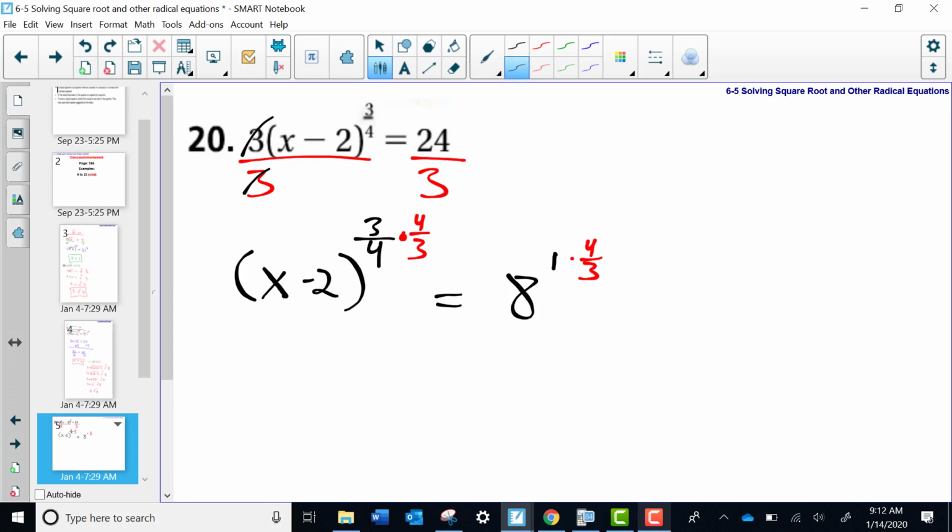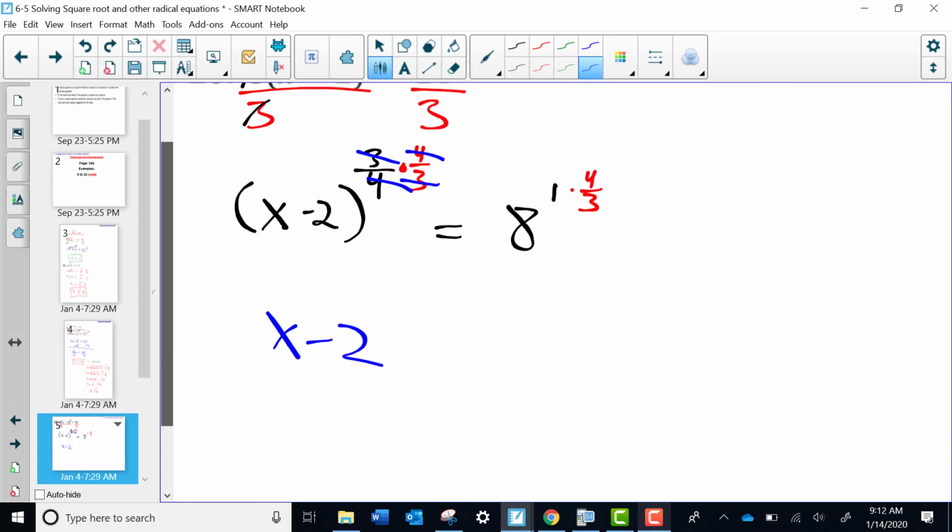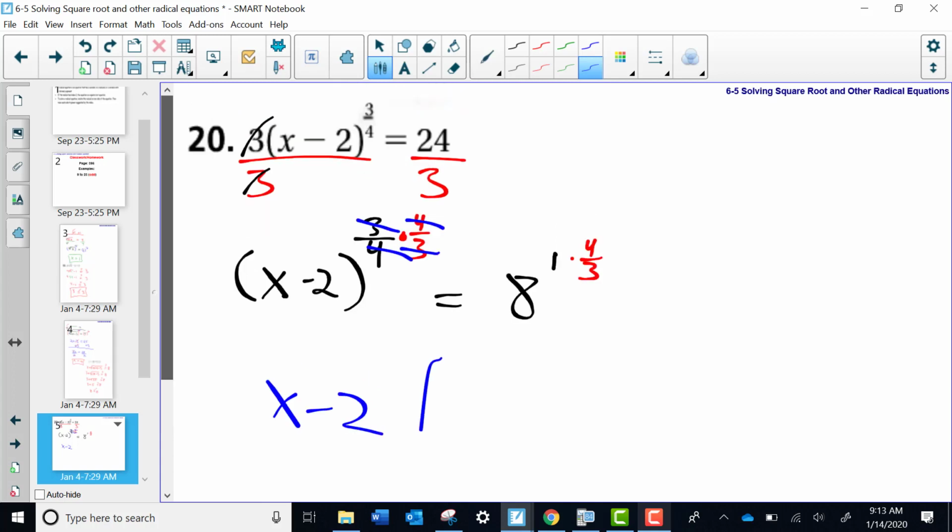So essentially what happened here is we canceled all of this out. Now we just have x minus 2. Because x minus 2 to the first power is just x minus 2, no parentheses. Does that make sense? All right, you got to remember that. That's how we get rid of these rational exponents. Now we have 8. 1 times 4/3 is 4/3.